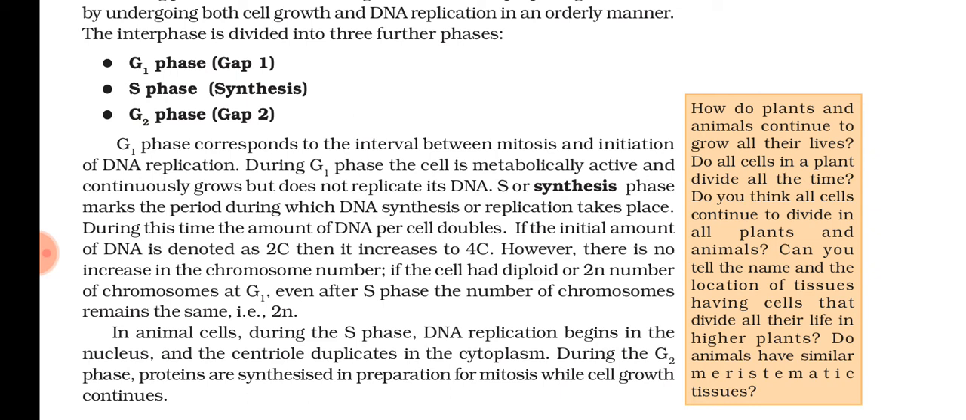Is it clear? So you can see that if the cell had a diploid or 2n number of chromosomes at G1, the phase just before the S phase, even after the S phase, where DNA replication takes place, the number of chromosomes will remain the same. And then after the S phase, the next phase is the G2 phase, isn't it? In G2 phase, protein synthesis takes place, and the cell will be prepared for mitosis.